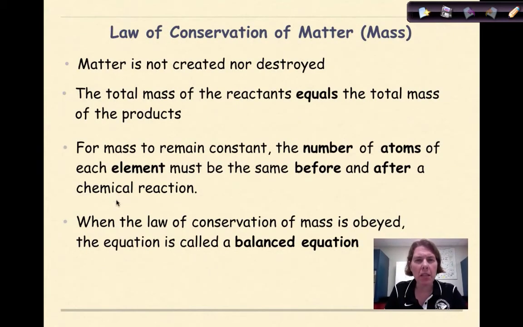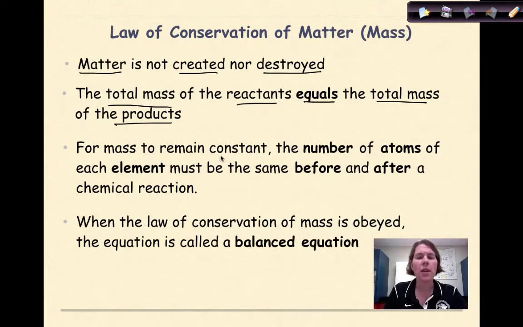So before we get into balancing, let's talk about the law of conservation of matter, or the law of conservation of mass. Really, what is the definition of this law? The basic idea behind this law is that matter is not created nor destroyed. So technically, in a perfect world, whatever we start with, we should end with, or at least be able to account for. So what does that mean? Well, it means the total mass of the reactants needs to equal the total mass of the products. And again, theoretically, we should be able to account for everything.